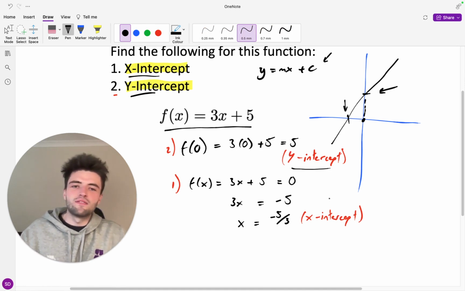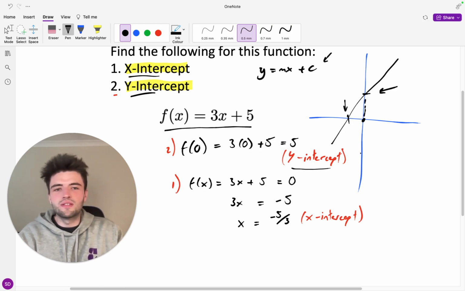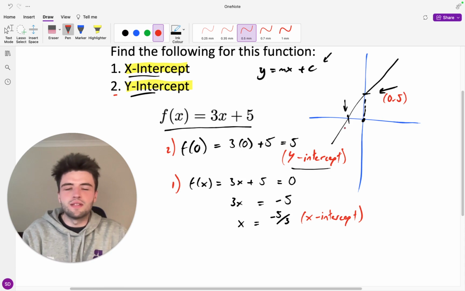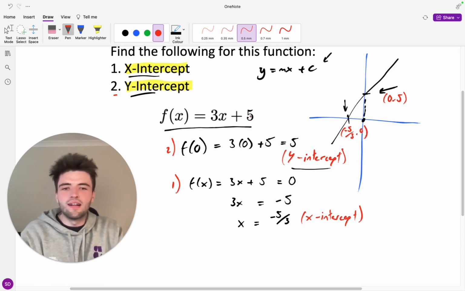And just to be on the safe side, I would also give these as coordinates. So our y-intercept is going to be the point (0, 5), and our x-intercept is going to be the point (minus 5 over 3, 0). So we've got our two coordinates in now, and that is going to be it for this question.